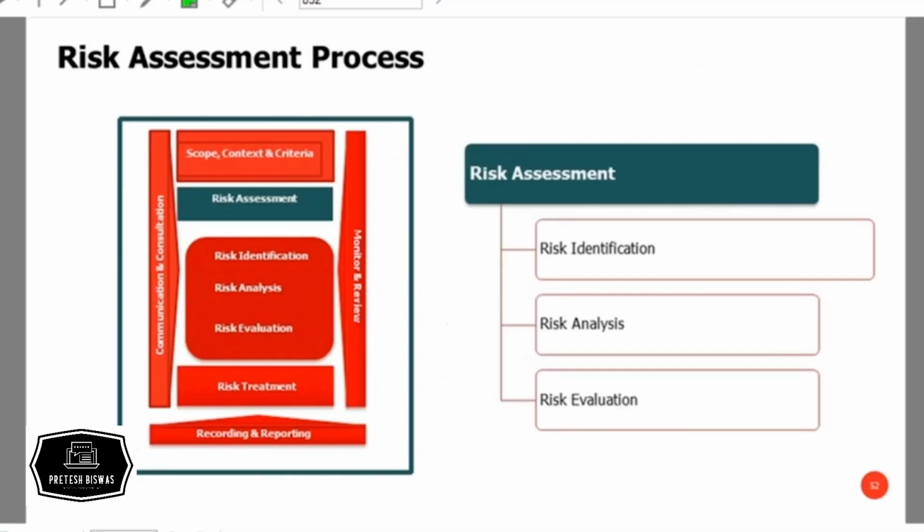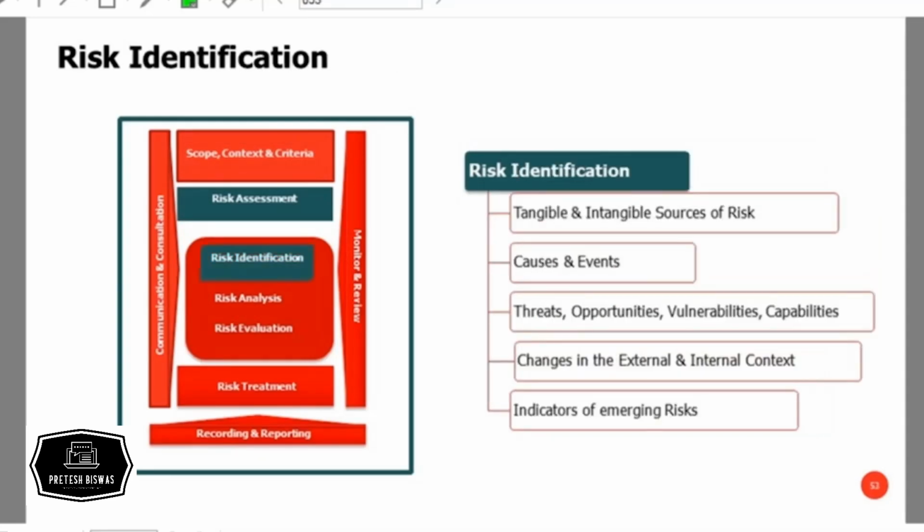Okay. So this is a summary of risk assessment. Risk assessment consists of 3 steps: risk identification, risk analysis, and risk evaluation. Risk identification looks at the source of the risk, the causes, events, threats, vulnerabilities, and capabilities. It takes into consideration the changes in external and internal context, and the indicators or leading indicators of the emerging risk.